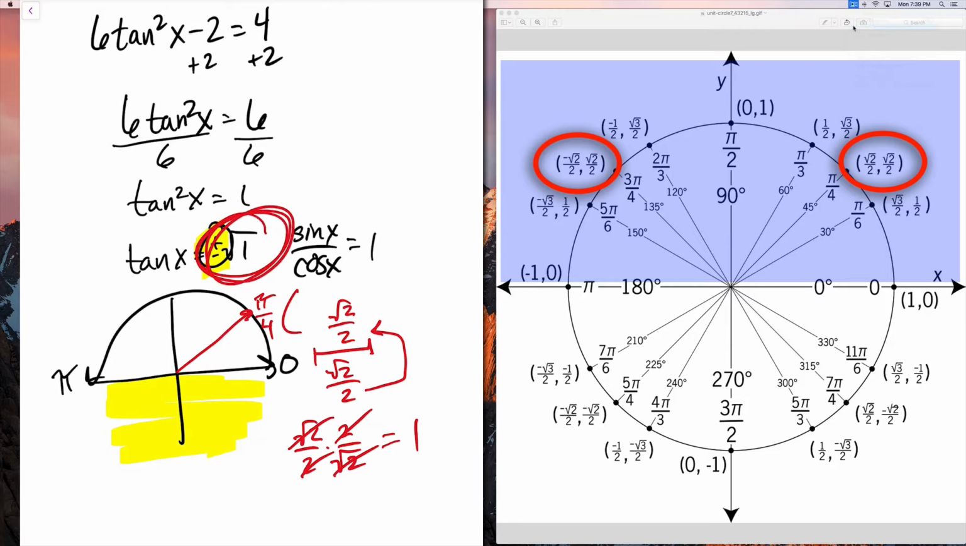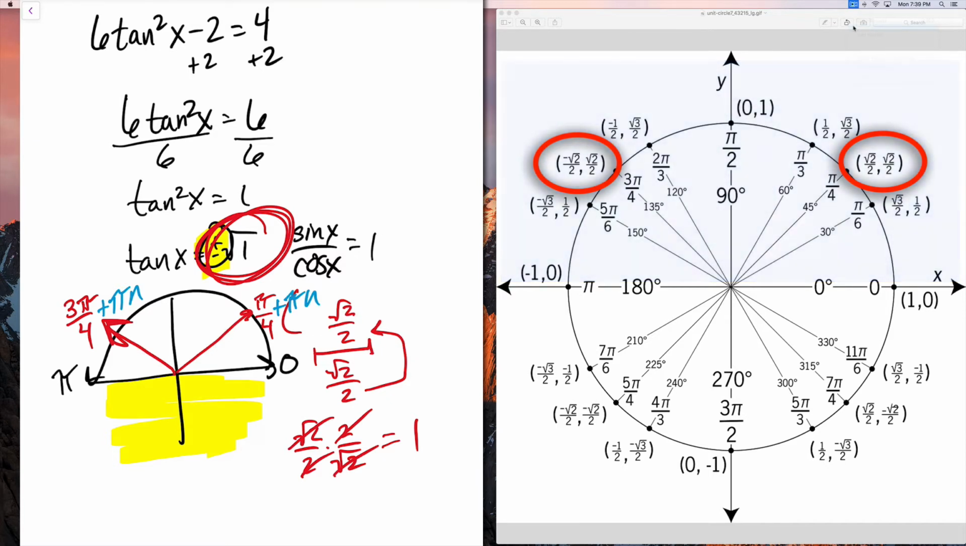And again, this is a plus minus, so that means my other possible solution is found at 3 pi over 4. And that's not the only place. It's also found at plus pi n, and that goes for this one as well.